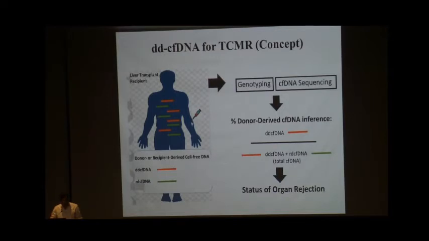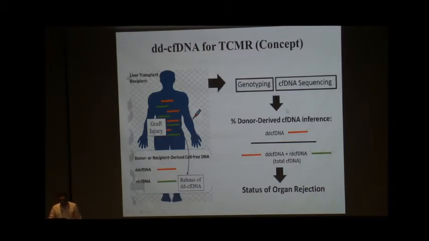So if you take a sample from a patient, most of the cell-free DNA will be coming from the recipient's red blood cells or other cells and organs. But if there is a liver injury happening, graft injury happening, then due to this injury, there will be release of cell-free DNA which will be coming from the donor. So it is called donor-derived cell-free DNA, and this can be detected in the circulation.